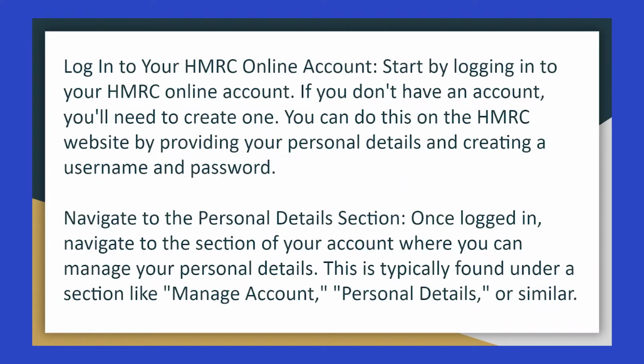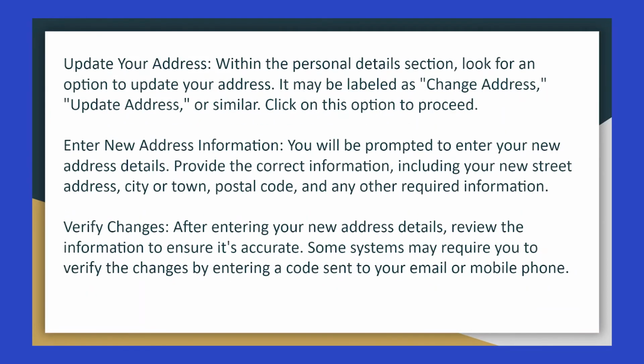Once logged in, navigate to the section of your account where you can manage your details. This is typically found under a section like Manage Account, Personal Details, or similar. Within the Personal Details section, look for an option to update your address. It may be labeled as Change Address, Update Address, or similar. Click on this option to proceed.